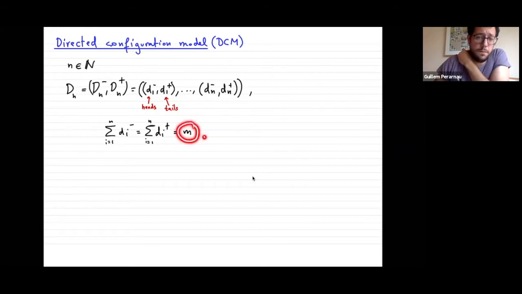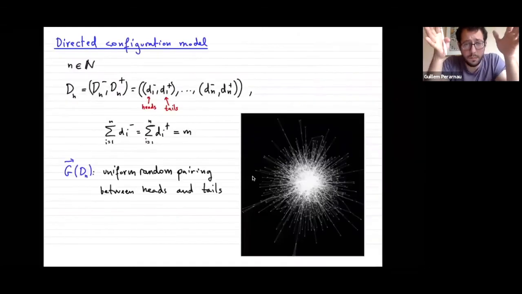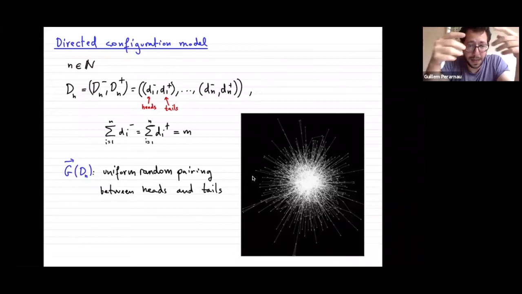So for me, during all the talk, m is going to be the number of edges. So what's a directed configuration model? The only thing I'm going to do is take the same thing I do in the configuration model when I take a uniform pairing, but in this case, I will insist that the pairing is a uniform random pairing between the heads and the tails. So I'll do a uniform matching of the heads and tails.